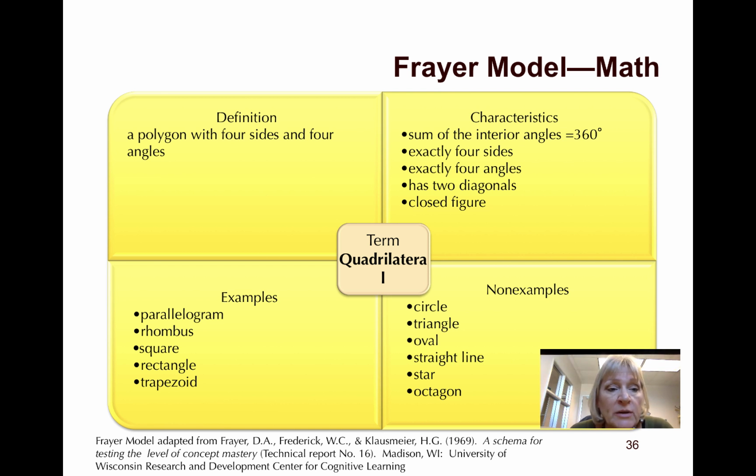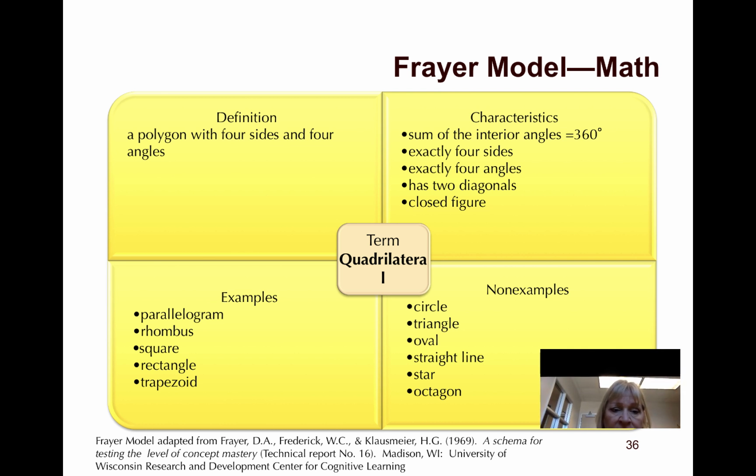So the term quadrilateral, a polygon with 4 sides and 4 angles, right? That's the definition of a quadrilateral. 4 sides, 4 angles. Characteristics: the sum of all the interior angles is 360 degrees. There are exactly 4 sides. There are exactly 4 angles. There are 2 diagonals, meaning the cross, right? It's a closed figure. There is no opening, right?